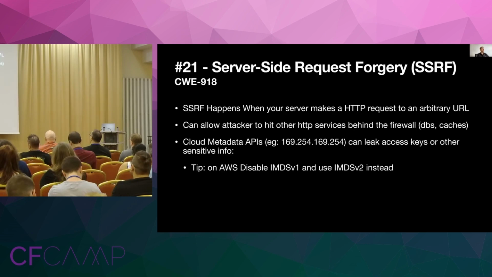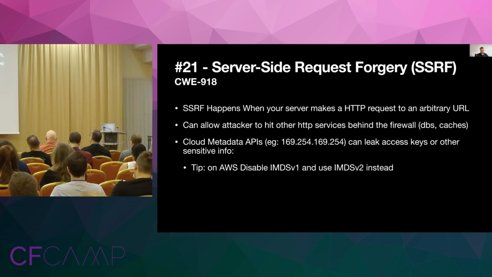All right, number 21, server-side request forgeries or SSRFs. This happens when your server makes an HTTP request to some sort of arbitrary URL. That URL may be controlled by the attacker, who is then able to gather information from it, or maybe they are trying to use it to bypass your firewall to connect to, maybe you have some sort of database with a REST API on it, or some sort of cache with an API, and then they're able to fetch information out of that or insert information into it potentially.